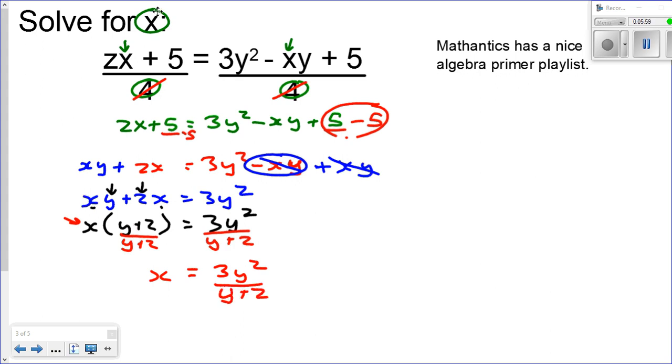So a quick recap. The point of algebra is to get what you want on the left, so your unknown, and on the right, only values that you know. Once you do that, you can plug those values in, do the calculation, and get your answer. Good luck.